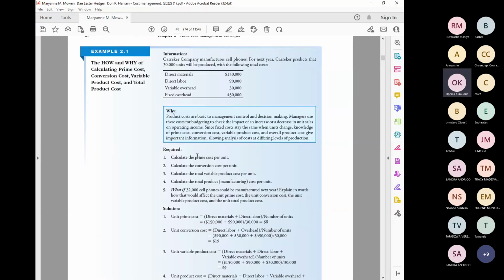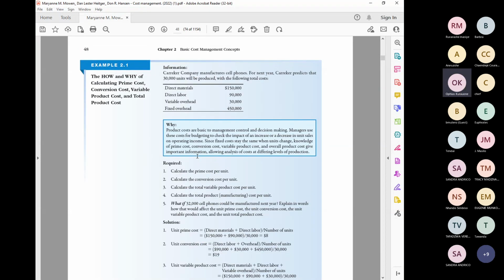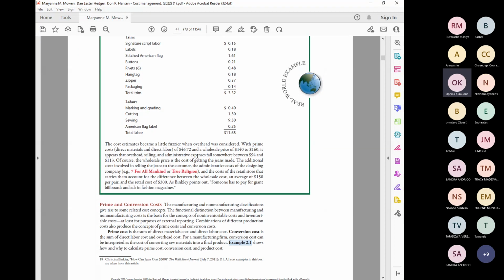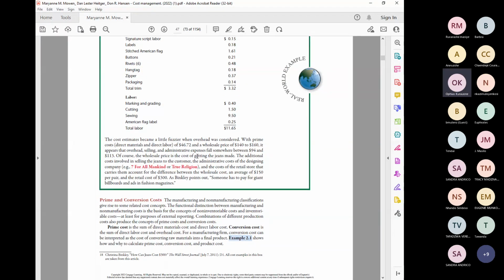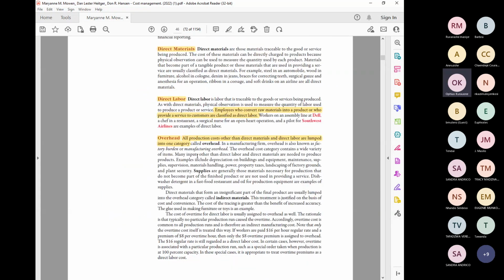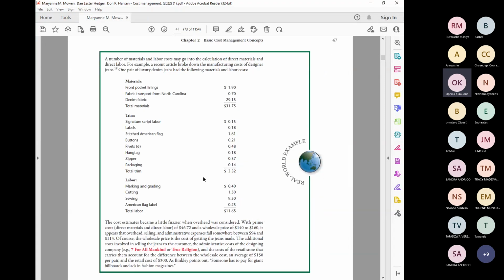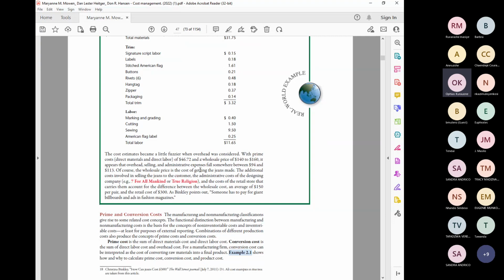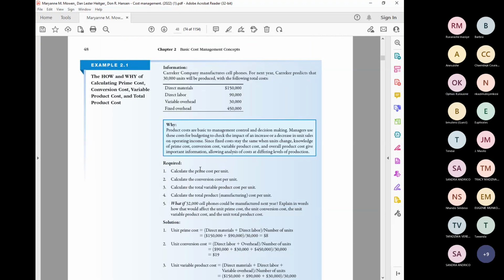For example, let's look at this example. So all these, if we add direct material, direct labor, and variable overhead, we get what we call prime costs. For the purpose of understanding, let's do example 2.1. Let's just do this one.